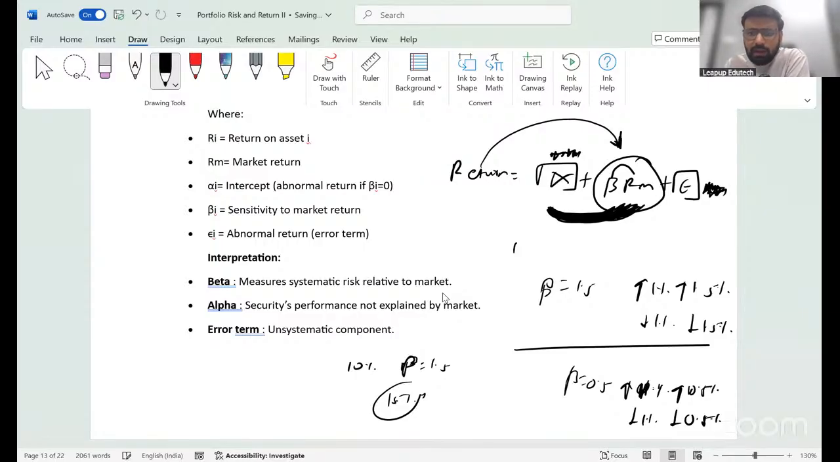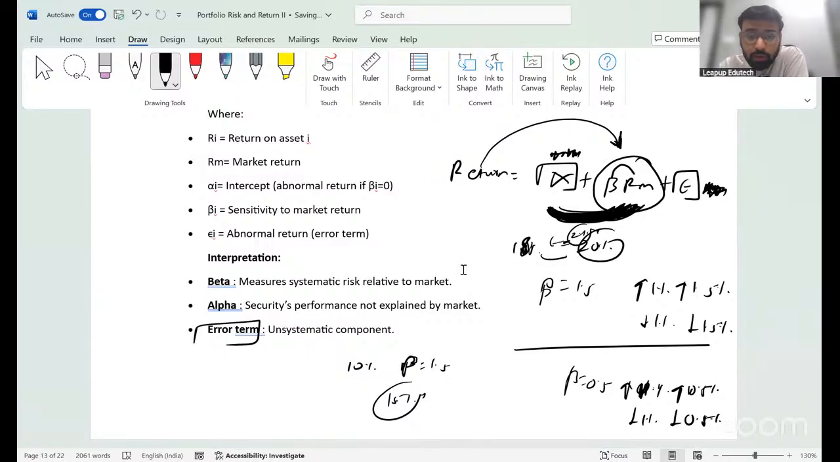Meaning we anticipated 18% by considering these two factors, but actually the stock gave 20%. That means there was an error in predicting the stock's return by 2% in the past. Let us incorporate that error rate as well. And that is what is called the error term.